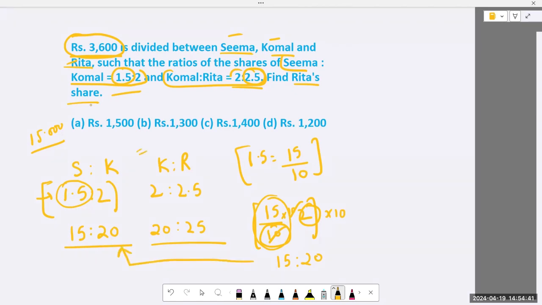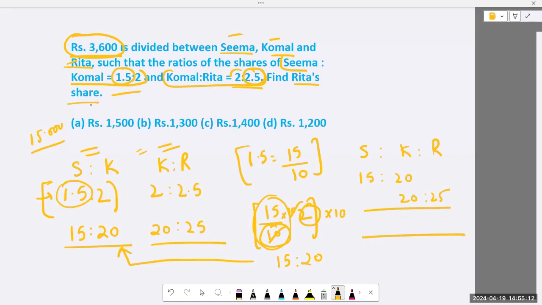And the same thing happened here as well. Now we'll collectively write all the three entities: Seema, Komal, and then the ratio to that of Rita. So all these three ratios we need to calculate according to each other, the relation of all these three. So we'll write here 15 ratio 20, as we have been doing in the previous methods, and that of Komal to Rita is 20 ratio 25. These things I've taken from here and here. So I'll just add here.